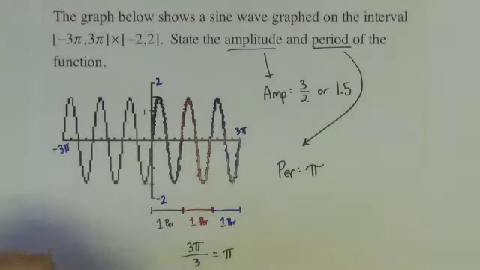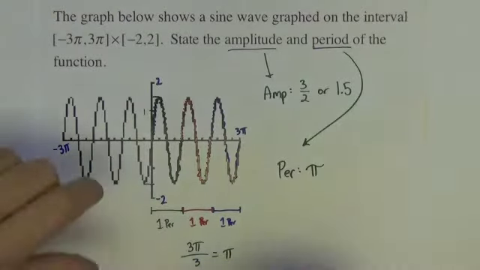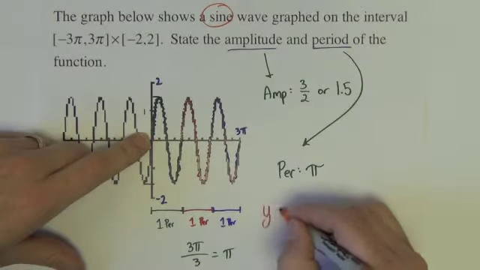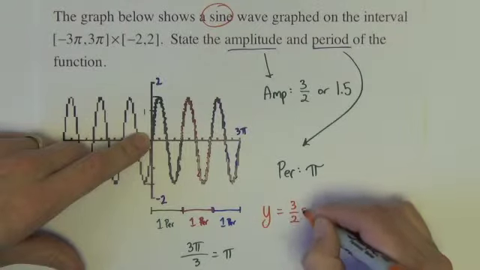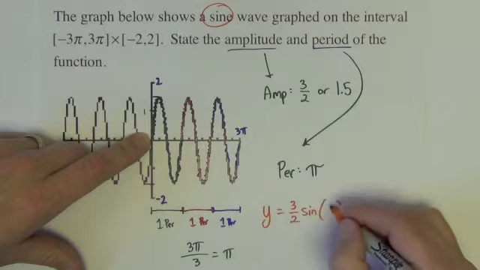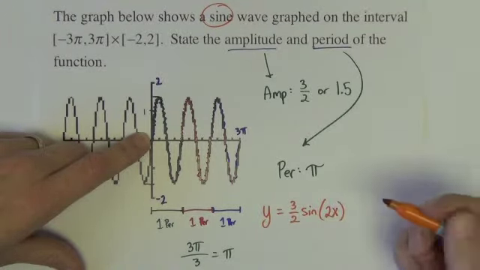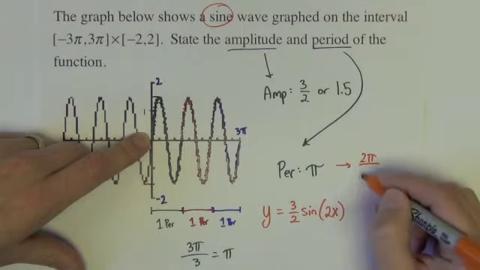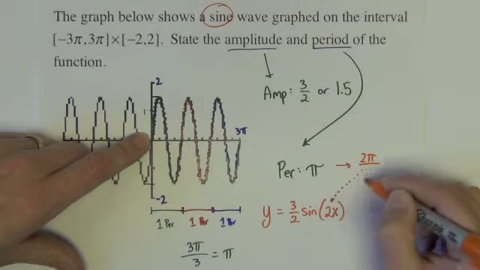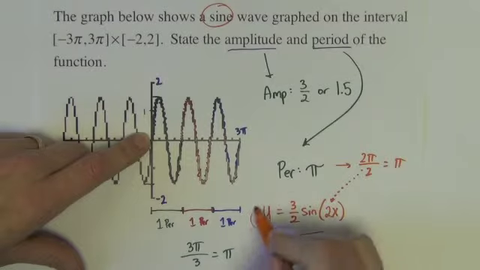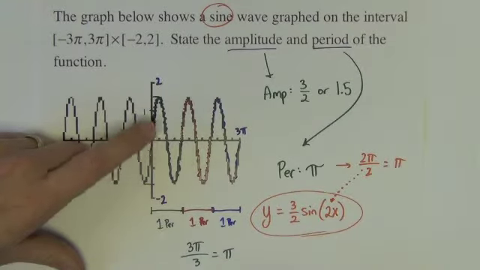Let's just go one step further, just in case on the test you are asked this. What would this function be? If it's a sine function, it would be 3/2 sine of, to get a period of pi, we would have had to have 2x. Because recall, the period is found by doing 2 pi divided by that number. So there would be our function if asked to find it off of just the graph.